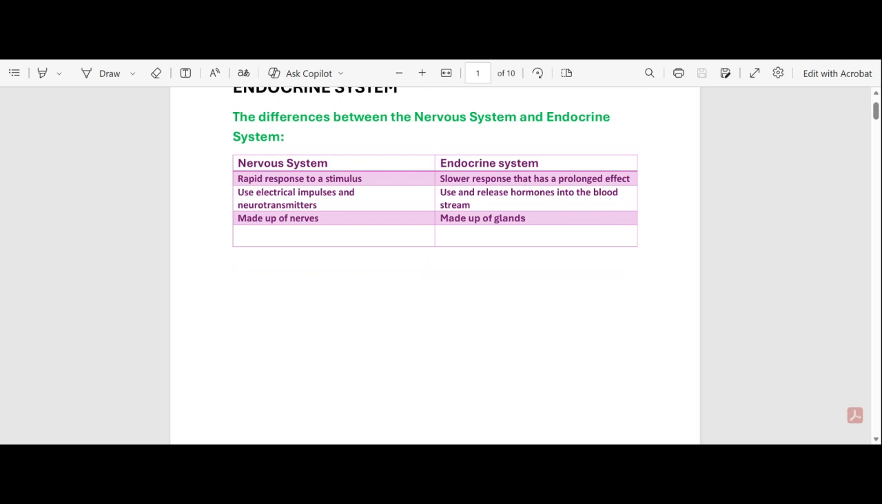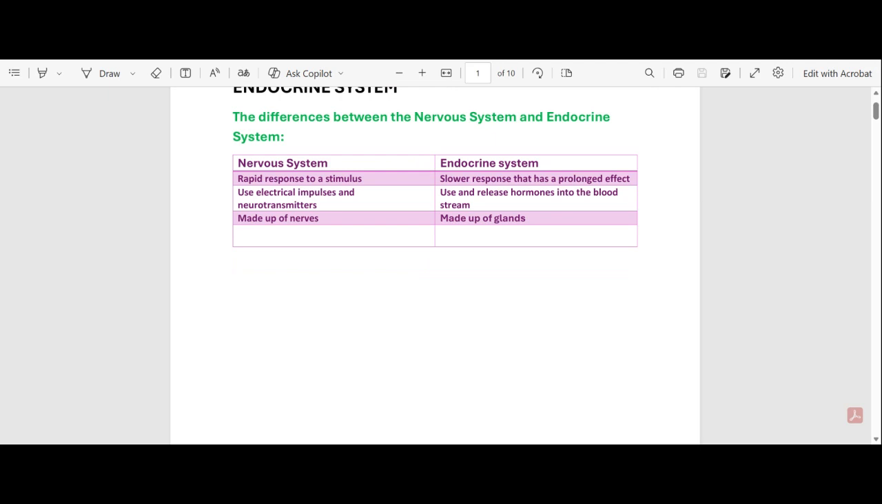So what's the difference between the nervous system and the endocrine system? The nervous system allows you to respond quickly to a stimulus. So you're able to respond rapidly to a stimulus. What is a stimulus? Remember, we said a stimulus is a change in the external environment. So a change in the external environment is a stimulus, right? Okay, now the endocrine system.